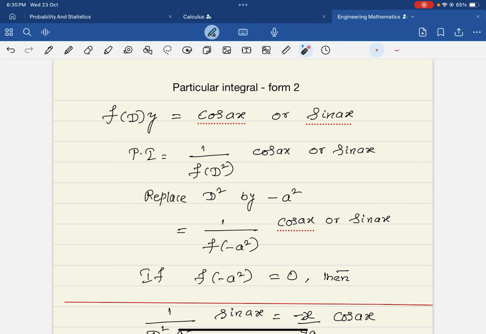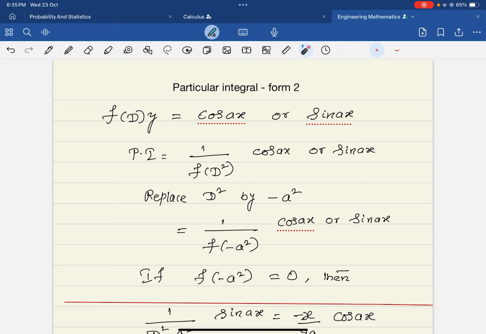We are now doing the particular integral form 2 of the differential equations: how to solve a higher order differential equation with constant coefficients. Form 1 we have done in the previous lecture. Now I am going to do how to find the particular integral by form 2.